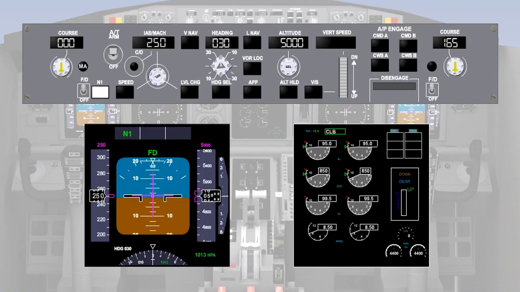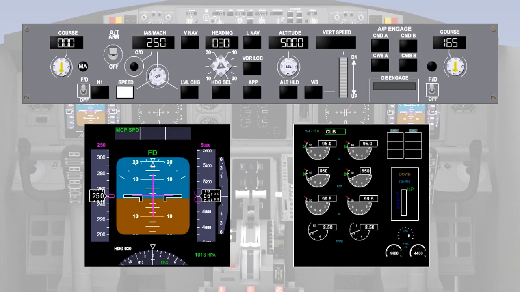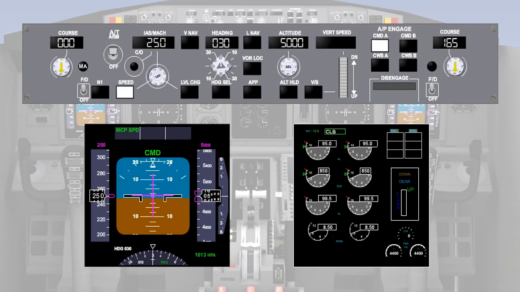The pilot will level the aircraft at 5,000 feet and select speed mode for the autothrottle. The pilot can maintain the altitude, while the autothrottle maintains the selected speed at 250 knots indicated airspeed. Autopilot A will now be engaged in command mode, and heading select will be the engaged function in roll to maintain the heading.